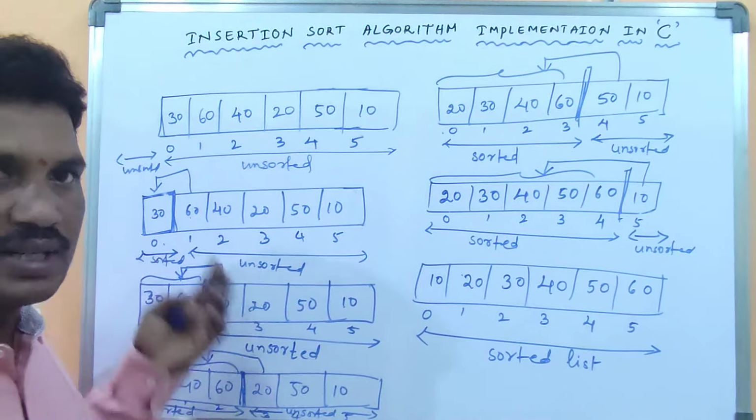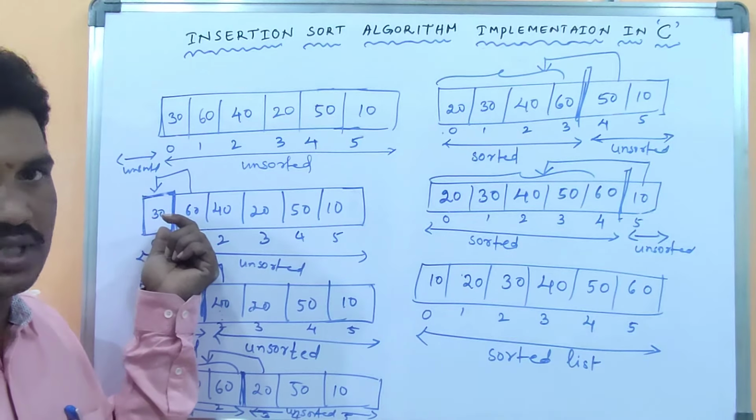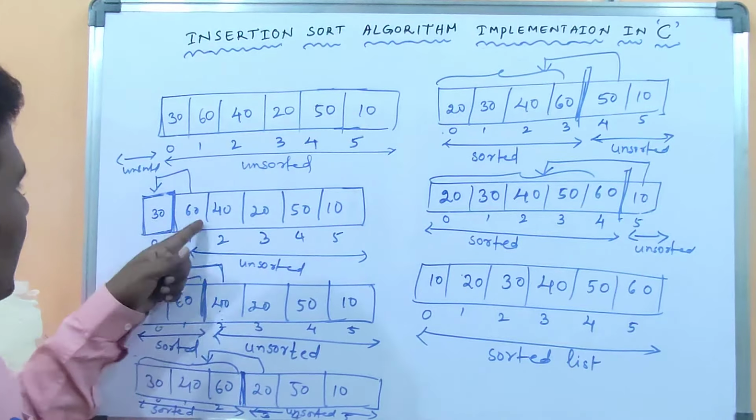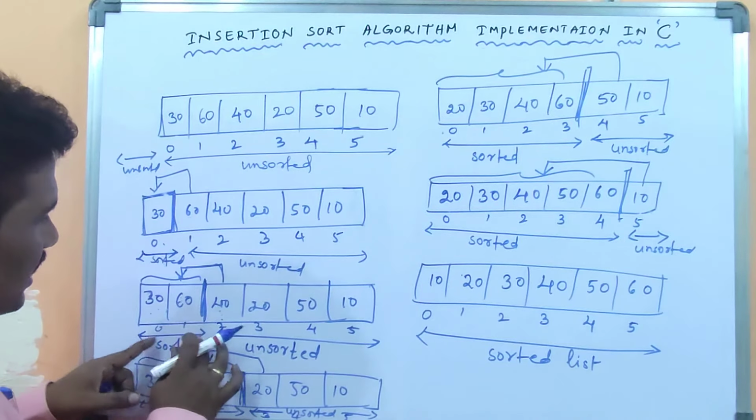That should be compared with all the elements in the sorted sublist to maintain a sequence. Then here, where should I insert the 60? The 60 should be inserted after 30. Then when you come to here, this is the sorted part and this is the unsorted part.